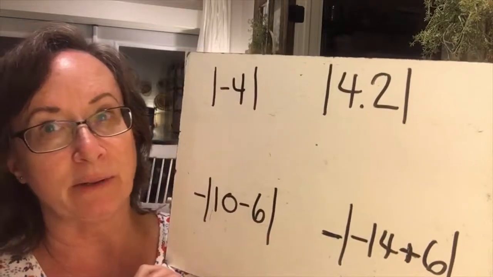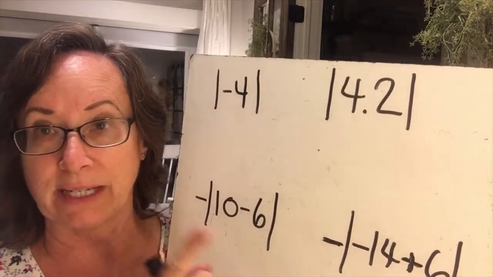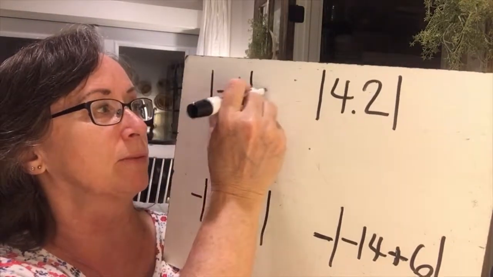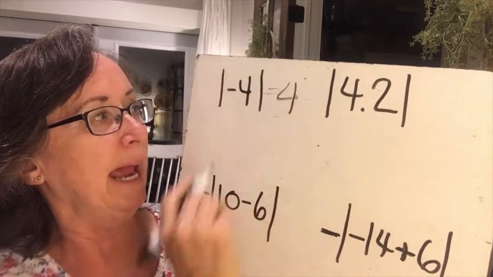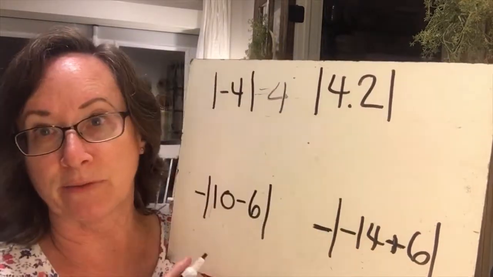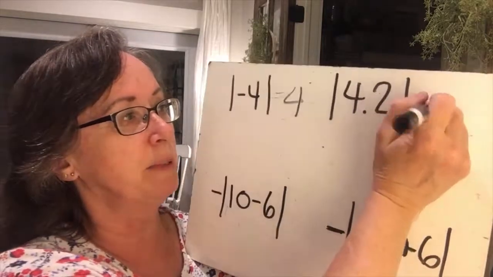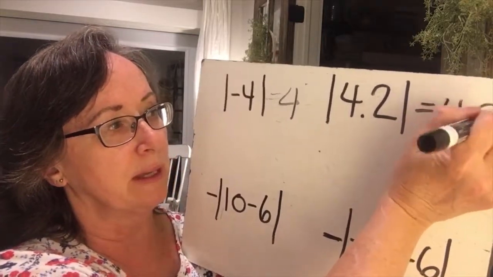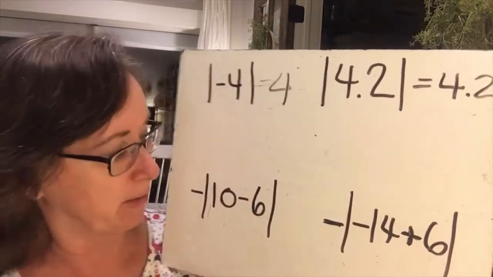The absolute value of a -4 is the distance of a -4 to a 0, which is 4. Okay, and then the absolute value of a 4.2 is going to be 4.2. So positive numbers don't change, do they?